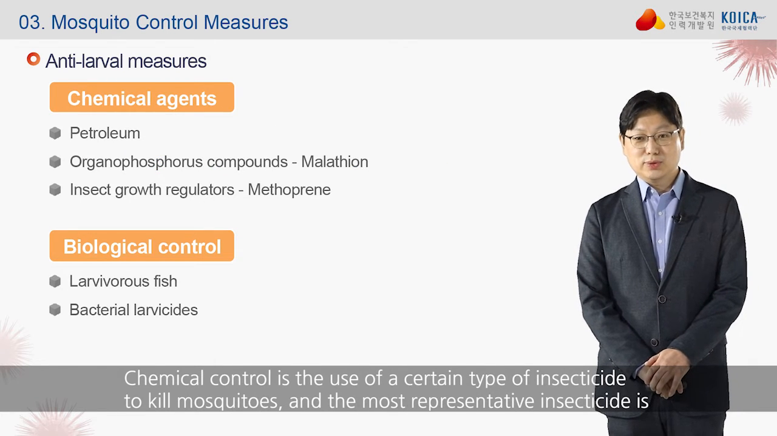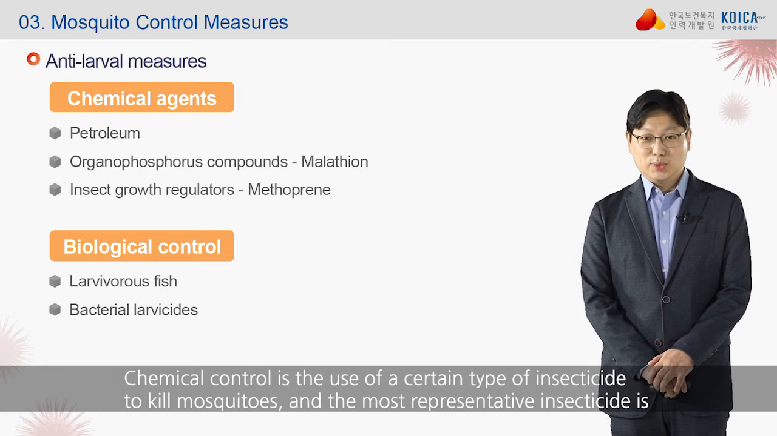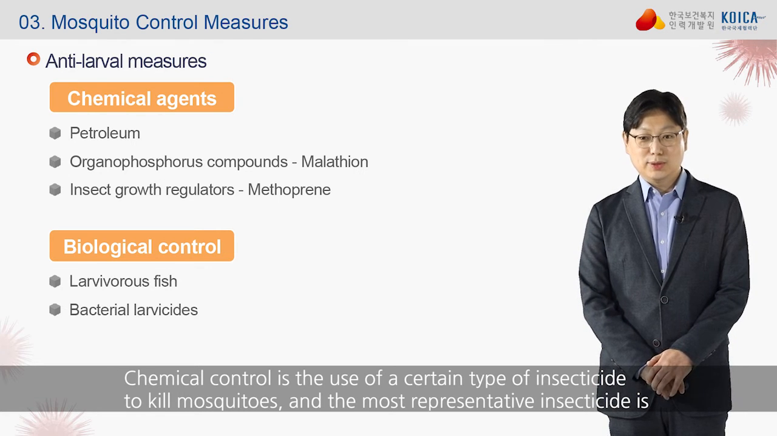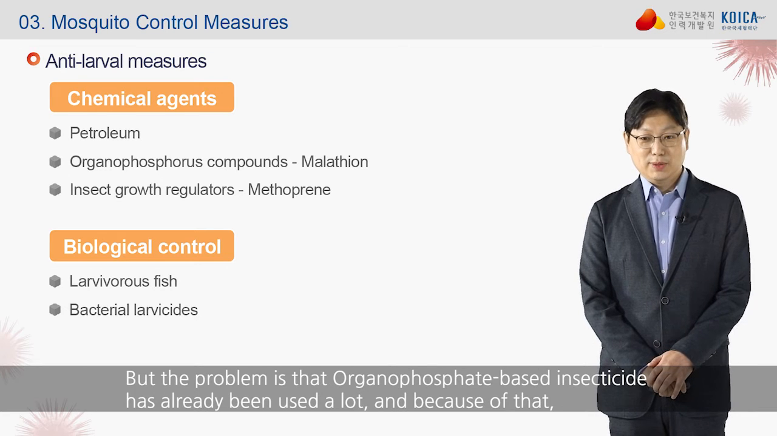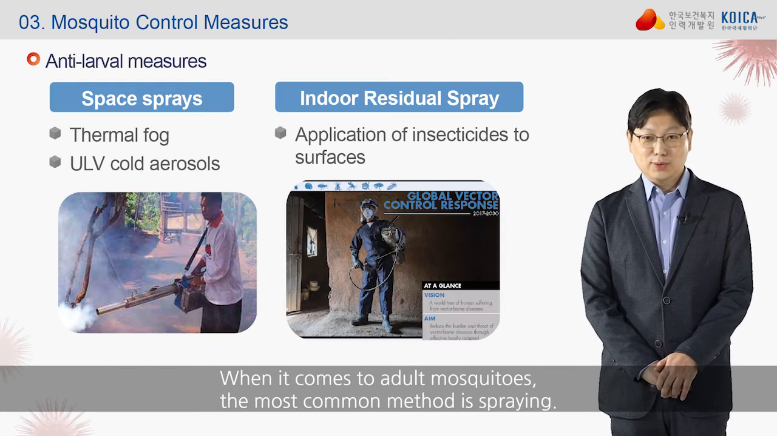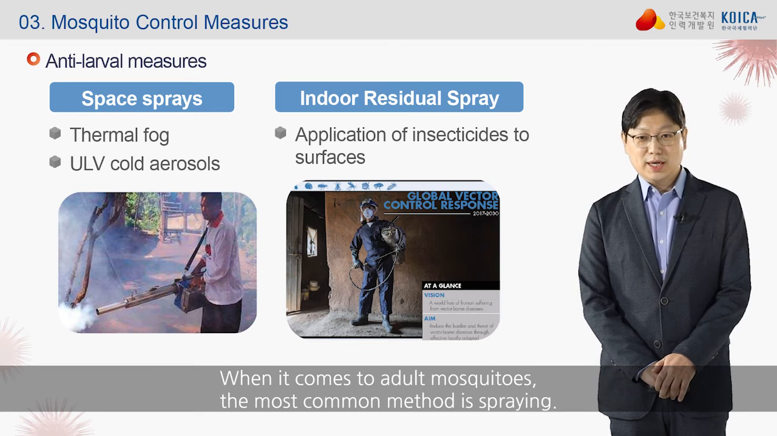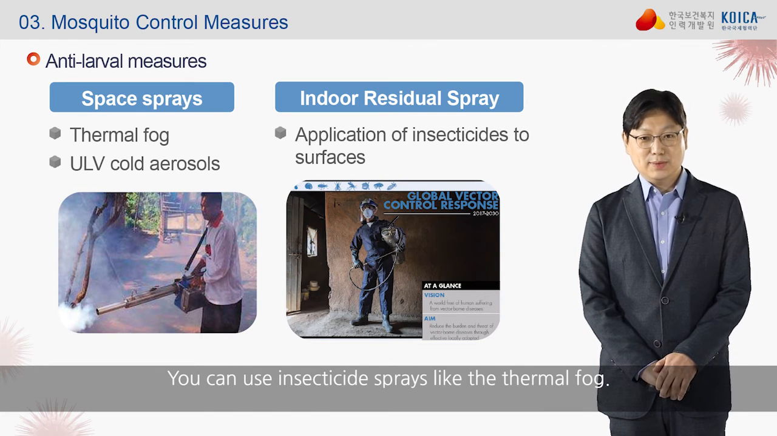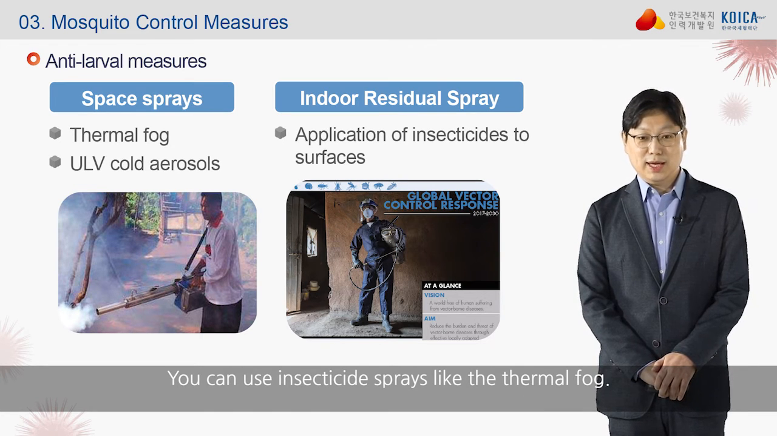Chemical control is the use of a certain type of insecticide to kill mosquitoes, and the most representative insecticide is organophosphate-based insecticide. But the problem is that organophosphate-based insecticide has already been used a lot, and because of that, insecticide resistance has been reported in many parts of the world. When it comes to adult mosquitoes, the most common method is spraying. You can use these insecticide sprays like the thermal fog. And then there's residual spray for indoors.